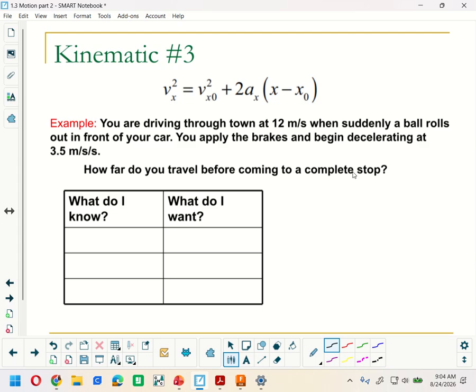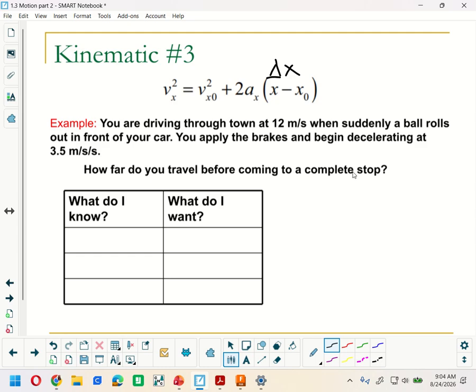Hey, not bad. Alright. So, kinematics number 3. We have velocity squared is equal to my initial velocity squared plus 2 times acceleration times my change in x, which is also referred to as displacement, or my delta x. Now, you people, right now, you're going to write down what information we have.